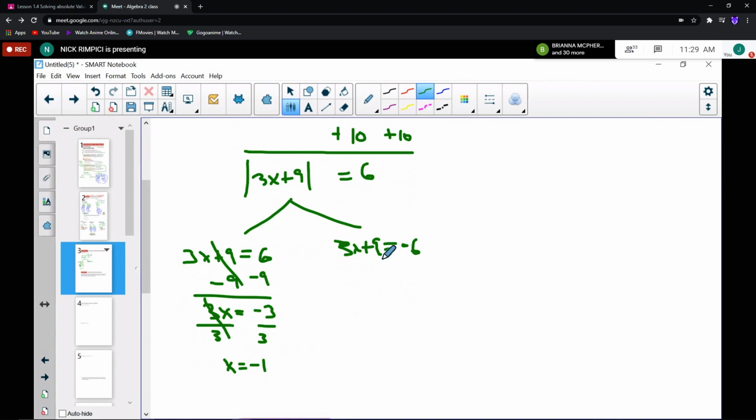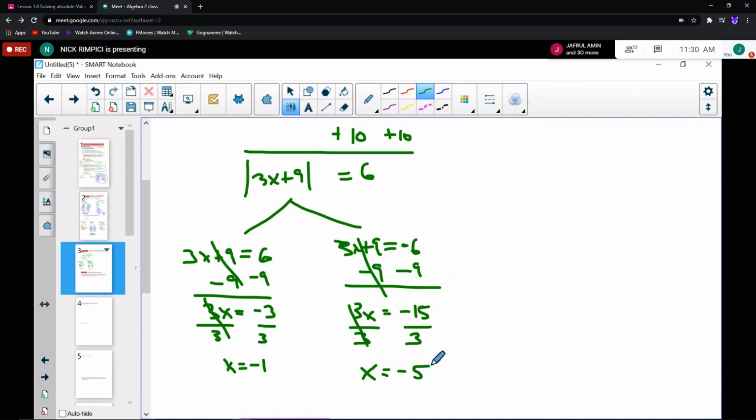Really quick, we'll take care of this side. Subtract 9, and these cancel, and then 3x is equal to negative 15, right? Negative 9 minus 6 is negative 15. Divide by 3 now, and we're going to get negative 5.